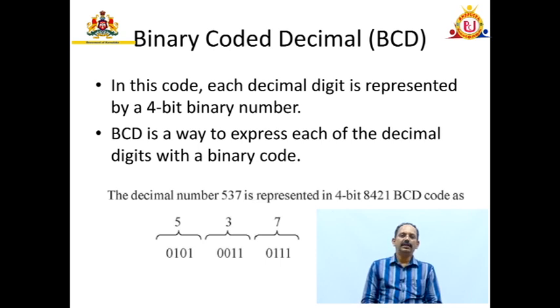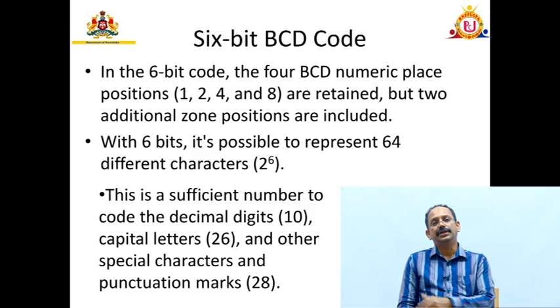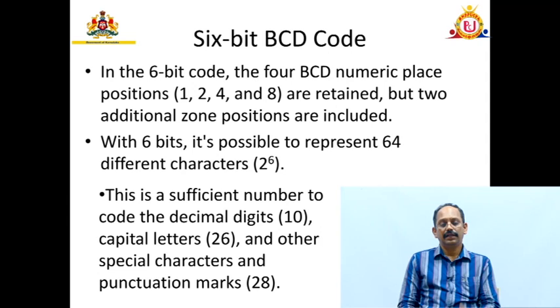Since BCD is a 4-bit binary coded system, it can produce only 16 possible combinations. A new kind of BCD code is introduced. It is called 6-bit BCD code. In the next slide you can see 6-bit BCD code.